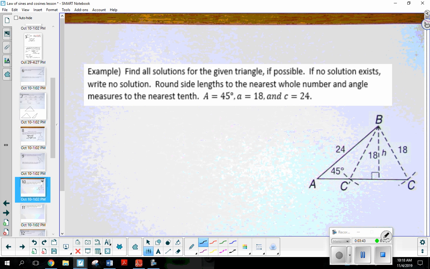All right, so if I come back over here, first thing I want to point out in this diagram is that we do have an altitude already drawn here for the height. It's just that this resource kind of put the 18 in the wrong spot.